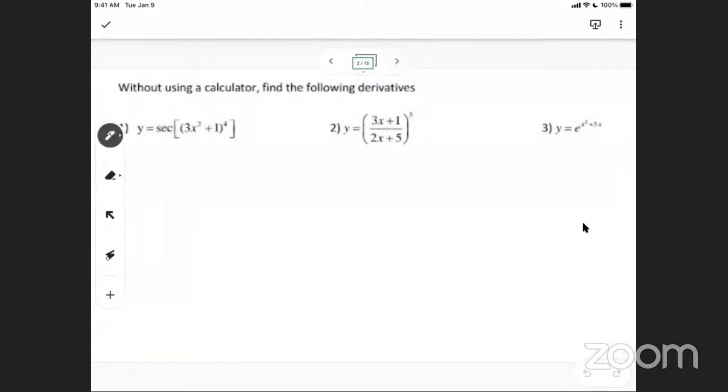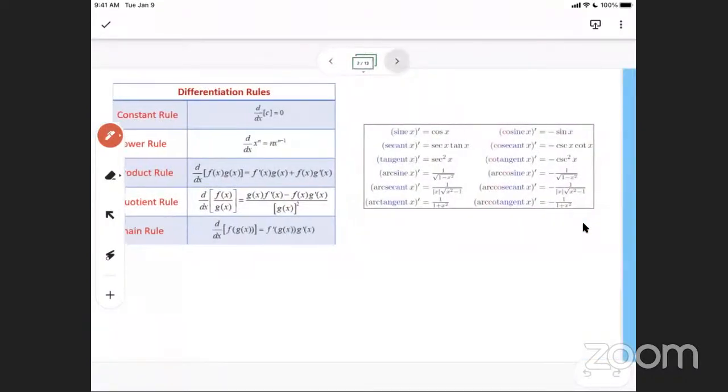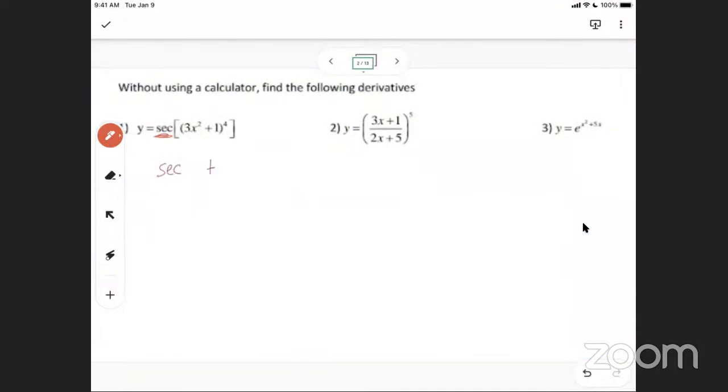So the first thing I do is I take the derivative of the outermost function. I'll try to color code this. The outermost function is secant, so the derivative of that is secant tangent. So I write secant tangent, and I leave the innermost function unchanged. I put this back in here: 3x squared plus 1 to the 4th, 3x squared plus 1 to the 4th. Okay, that's the first part. That's the derivative of the outer function times the inner function unchanged.